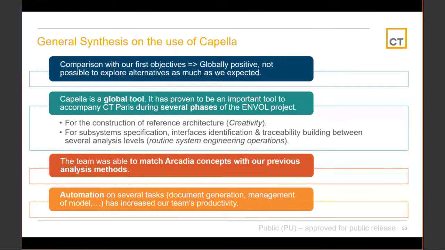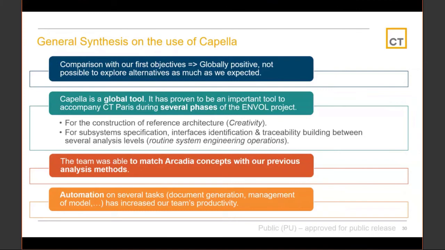The second point that is very important for us is that the transition between the document-centric approach and Arcadia and Capella was made simpler by the fact that at the beginning, we spent some time to clearly see the matching between our previous approaches and Arcadia. I think this work made the team adopt Capella and Arcadia very, very quickly.